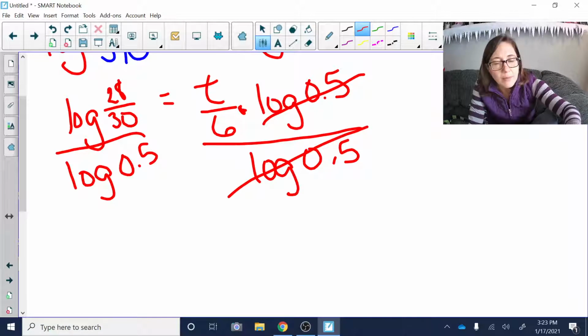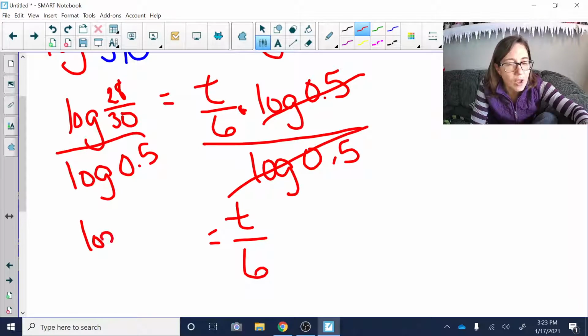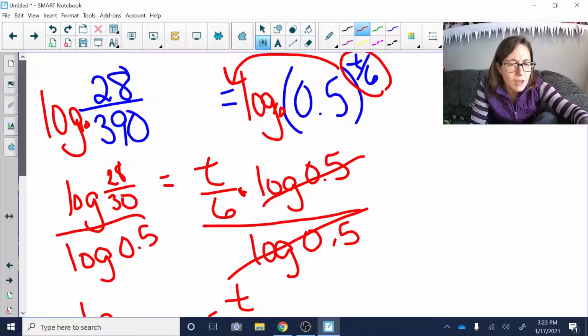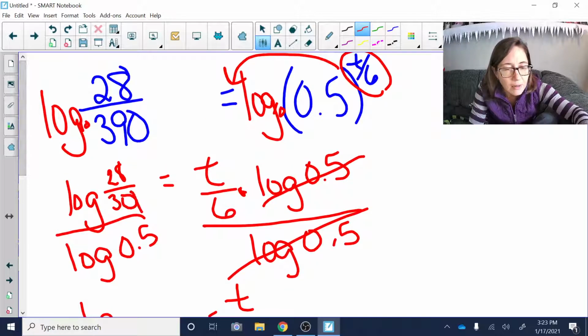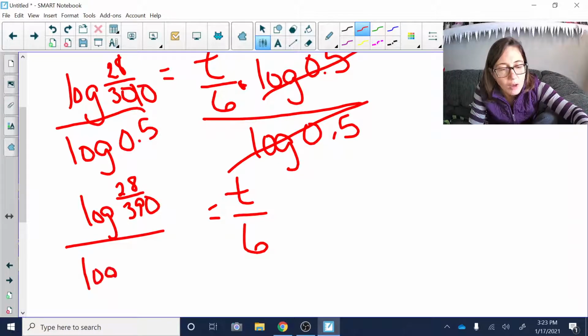So let me clean this up. On the right side, I have t over 6. On the left side, I have the log. I feel like I wrote something down wrong. Did I? That's a 390. Oh my goodness. 390. Log of 28 over 390, divided by the log of 0.5.